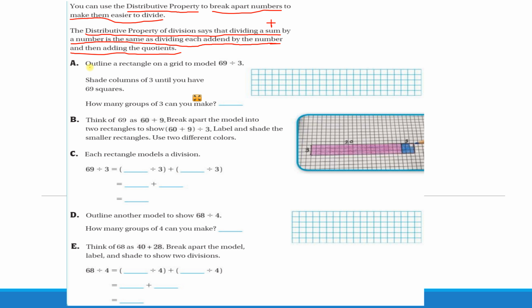So first thing we need to do, outline a rectangle on a grid to model 69 divided by 3. Shade columns of 3 until you have 69 squares. So we're going to use this little piece of graph paper right here on the page. Let me get my pen going.